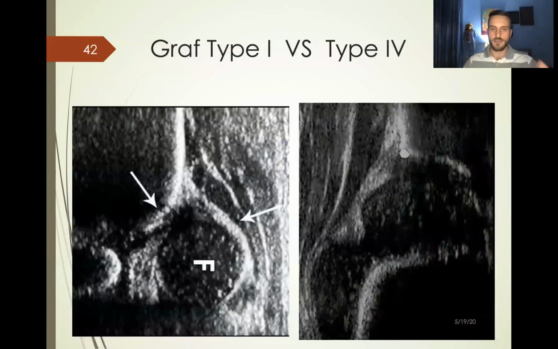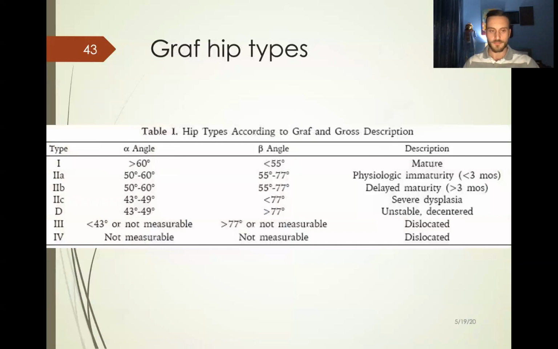And these are graph type 1 and type 4, depending on this graph, on this table. So this table will show you the angles and what to do for these patients. So we rely on ultrasound to diagnose, treat and follow up these patients.